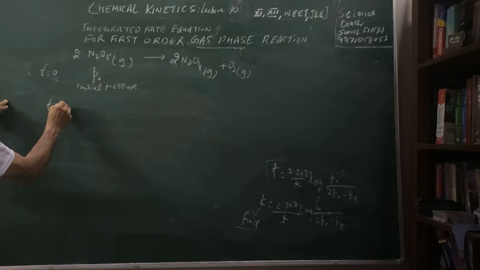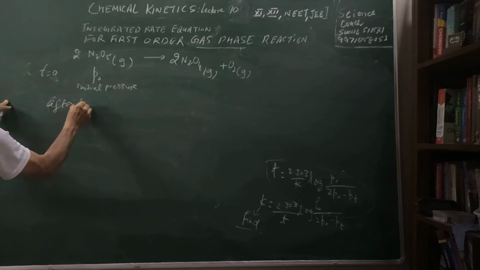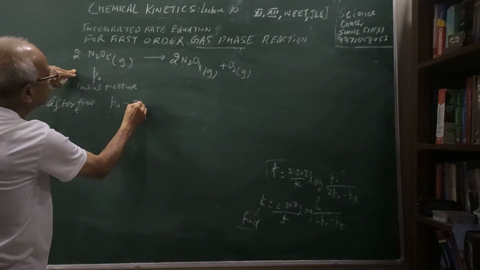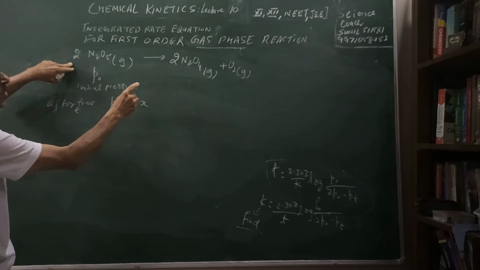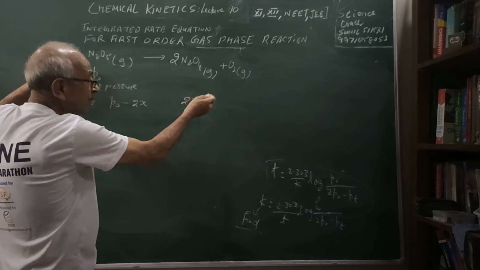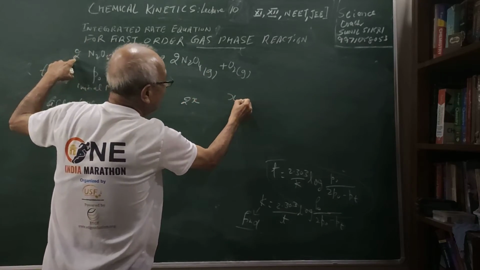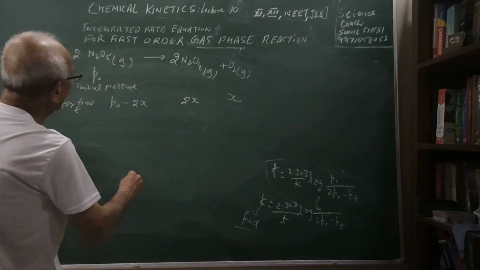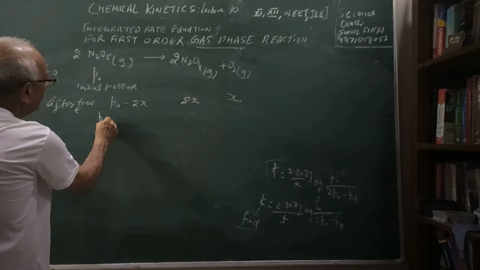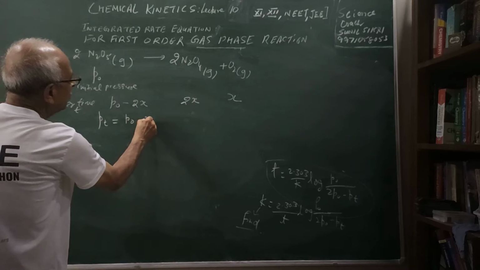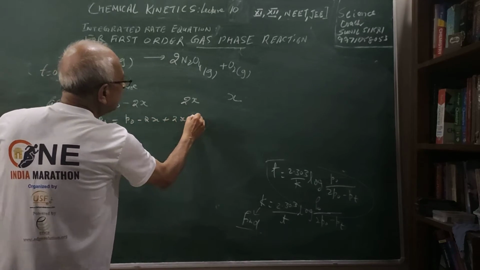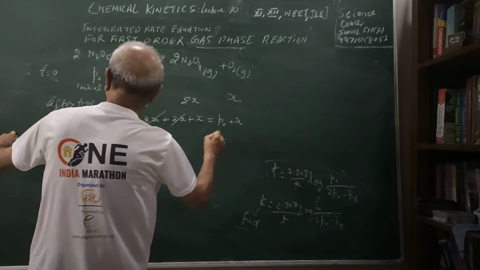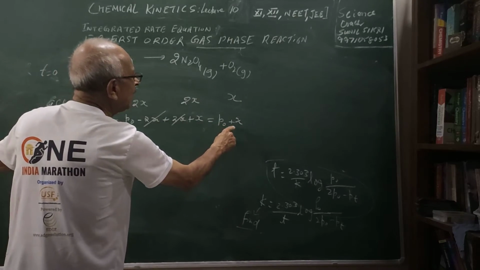After time t, what will happen? The pressure of this will become P0 minus 2x. The 2x is gone, 2x will be formed, and the pressure of this will become 2x and this will be x, according to the stoichiometry of the reaction. So what will be the total pressure then? P0 minus 2x plus 2x plus x. This cancels. P0 plus x. So total pressure is P0 plus x, students.